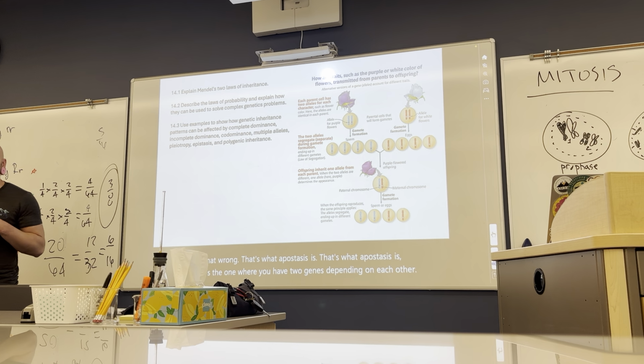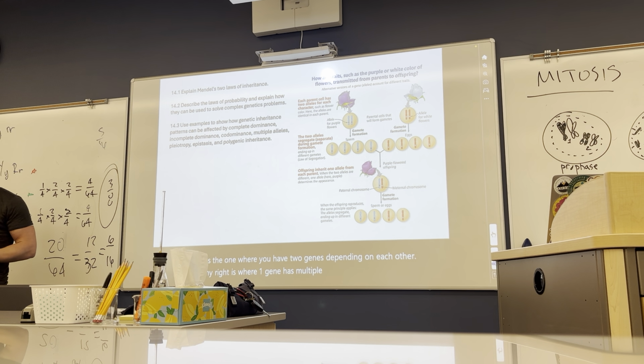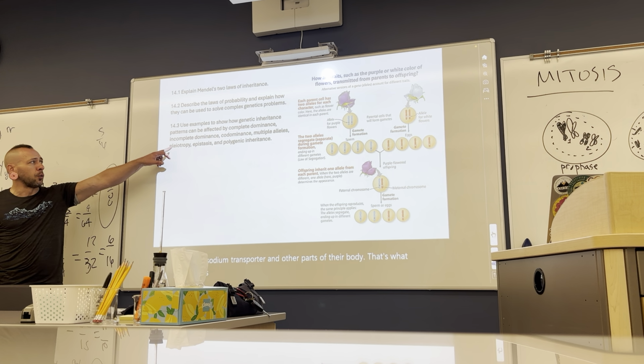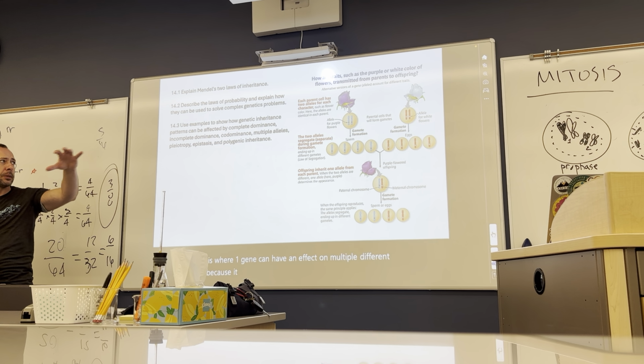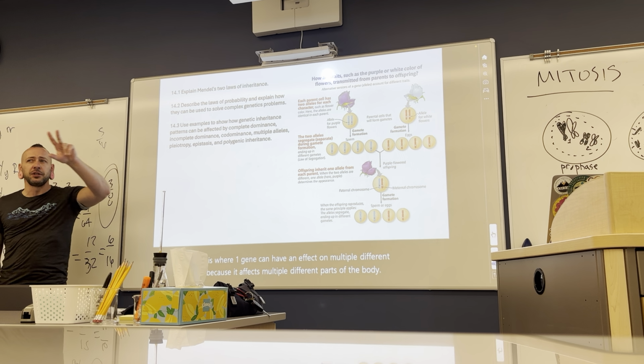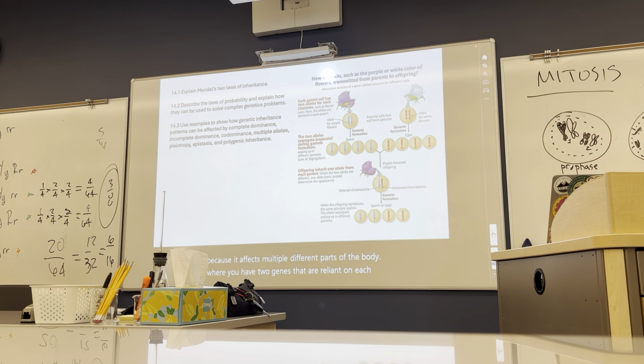Pleiotropy is where one gene has multiple effects. For example, in cystic fibrosis, what's wrong is a sodium transporter. A faulty sodium transporter leads to really thick mucus in the lungs, which is why people with cystic fibrosis have lots of lung congestion. But that's not the only place you see that sodium transporter, so they also have symptoms in other parts of their body. That's what pleiotropy is: one gene can have an effect on multiple different symptoms because it affects multiple different parts of the body. Epistasis is where you have two genes that are reliant on each other for the final phenotype.